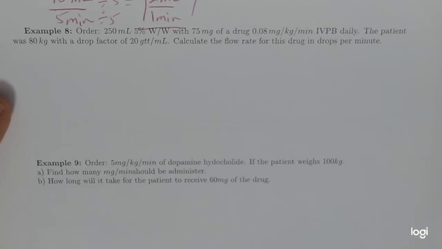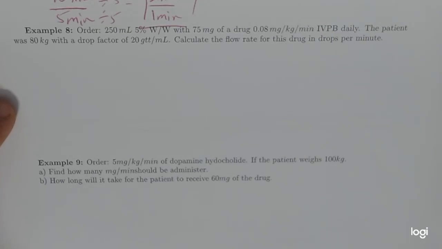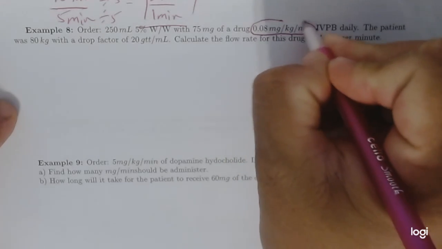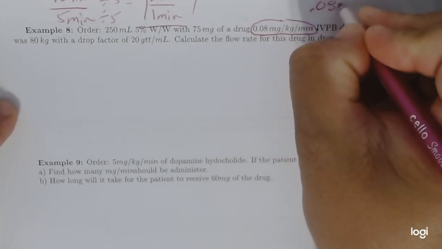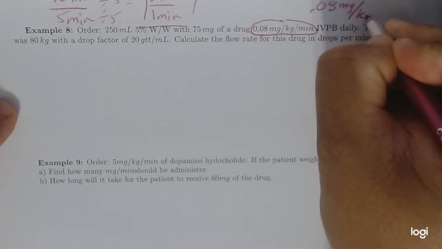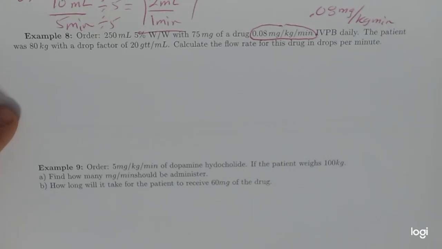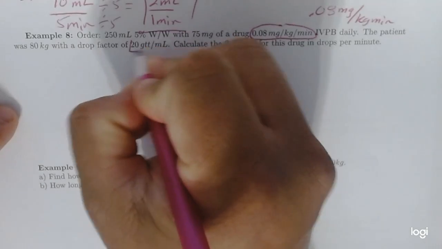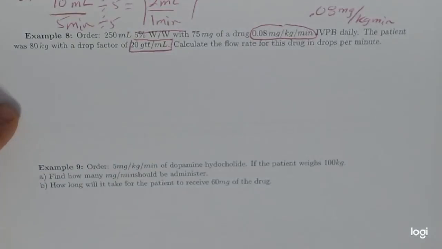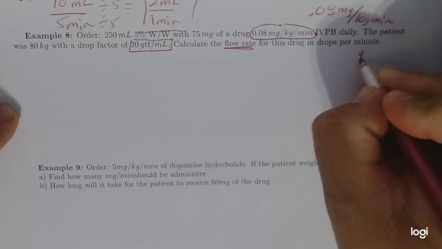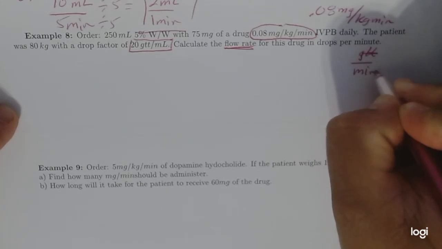Okay, so number 8 says the order is 250 milliliters, 5% D5W with 75 milligrams of a drug. And this is a lot of information given to us, right? So if you guys remember, this is 0.08 milligrams per kilogram per minute, so minutes and kilograms at the bottom. IV push daily. The patient is 80 kilograms with a drop factor. So they gave us a drop factor, and somehow we're going to be using our drop factor. Calculate the flow rate for this drug in drops per minute. So we want GTT per minute, right? We want the drop factor itself.